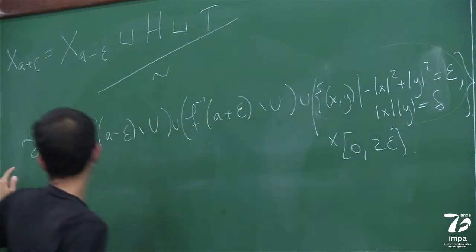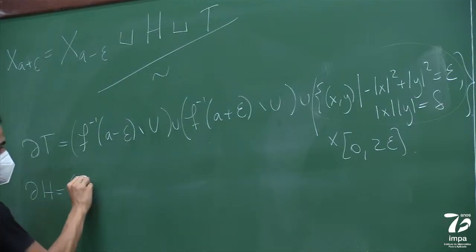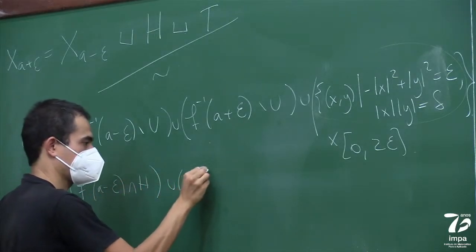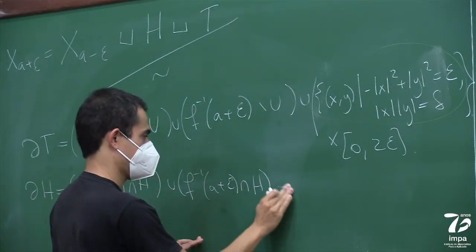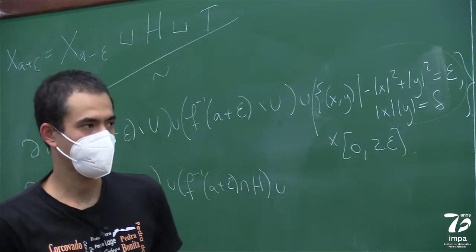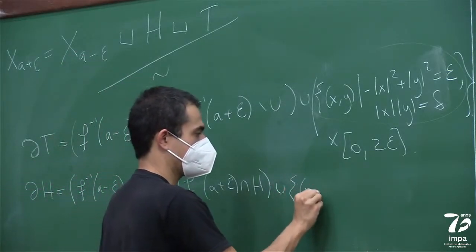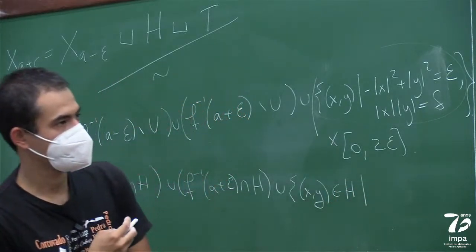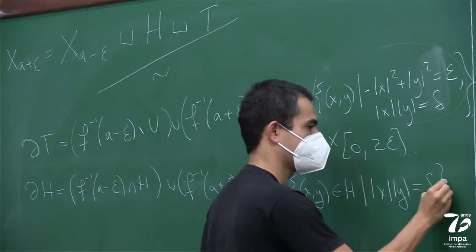And then let me write the boundary of H again. So you see, at the boundary of H, I have this guy intersected with H. Then I have this guy intersected with H. And then I have the union of a cylindrical part, which is this set of points x, y in H such that norm of x, norm of y is equal to delta.